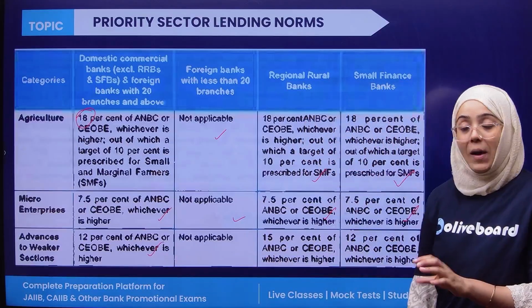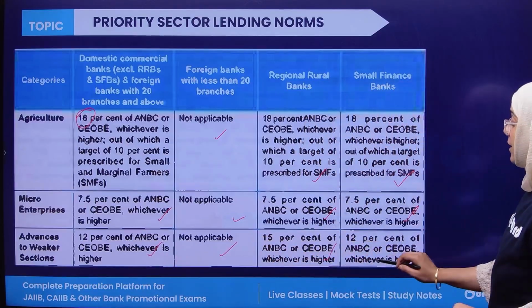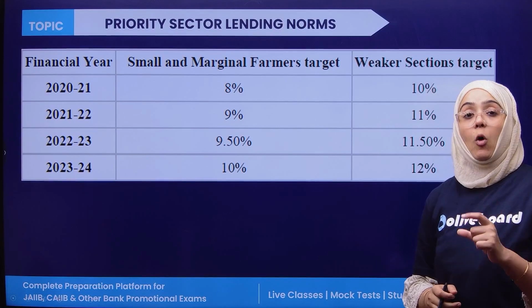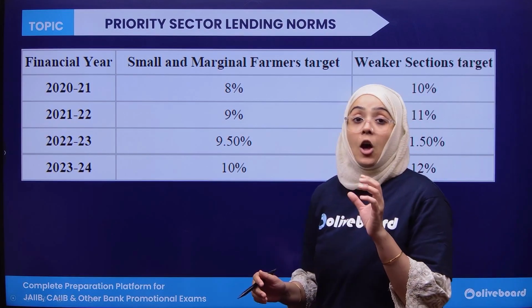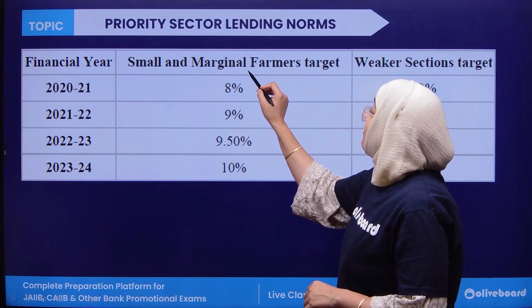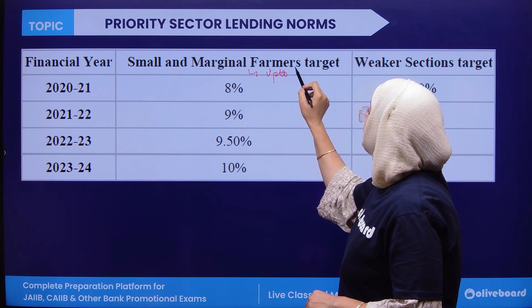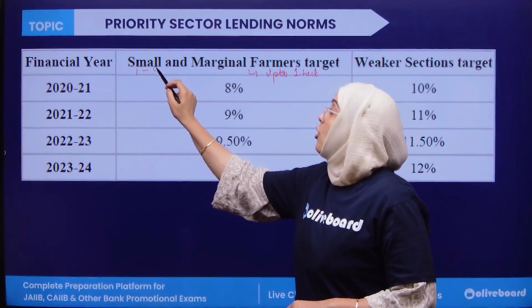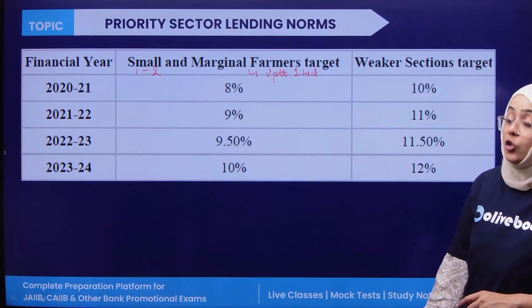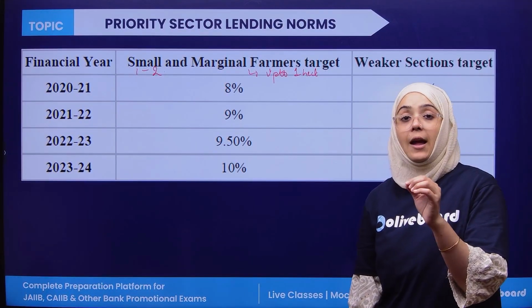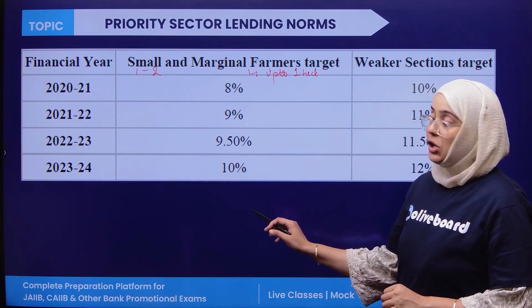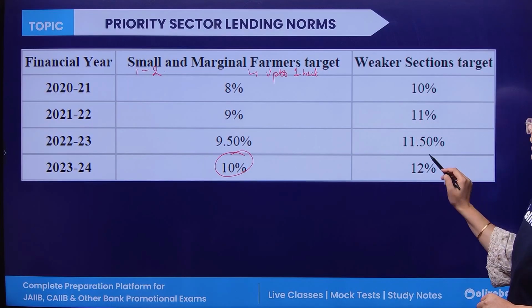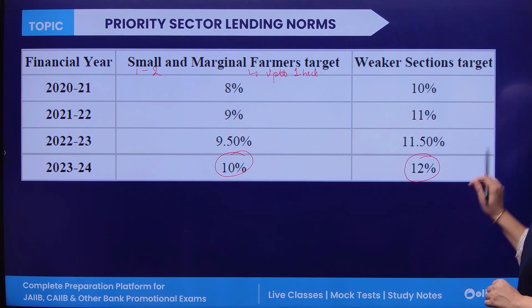Advances to weaker sections, 12% here. Not applicable for foreign banks, 12% here. Clear? Now, next thing. Individual small and marginal farmers: marginal farmers are those who have up to 1 hectare of land holding, whereas small farmers are those who have a land holding of 1 to 2 hectares. The recent target is given for the 2023-24 financial year. For small and marginal farmers, it is 10%, and for weaker sections, the target is 12%, right?